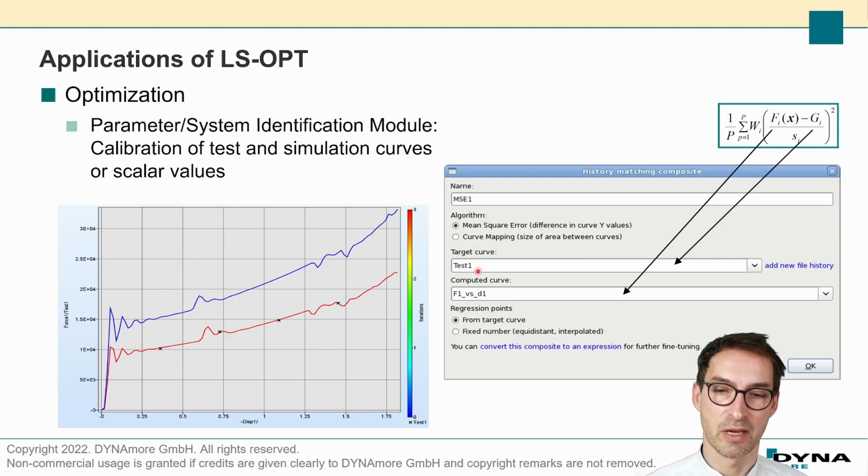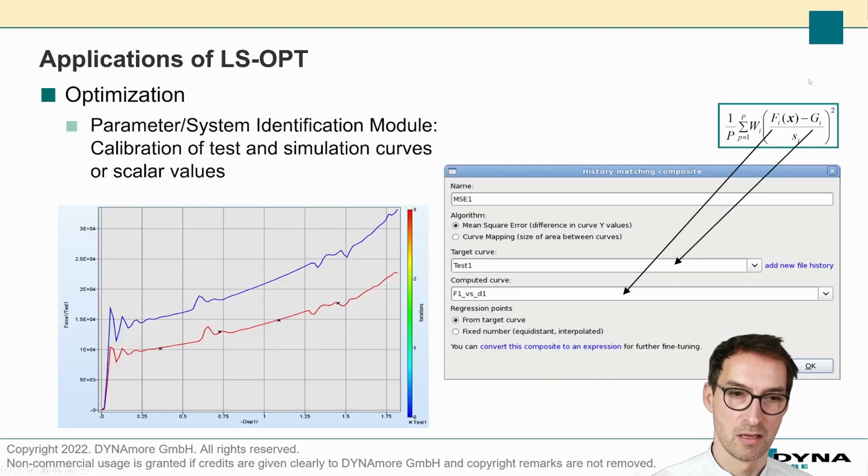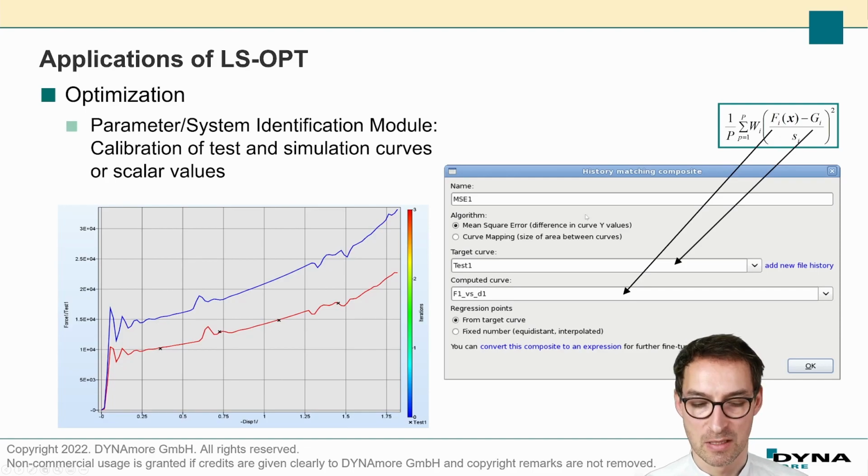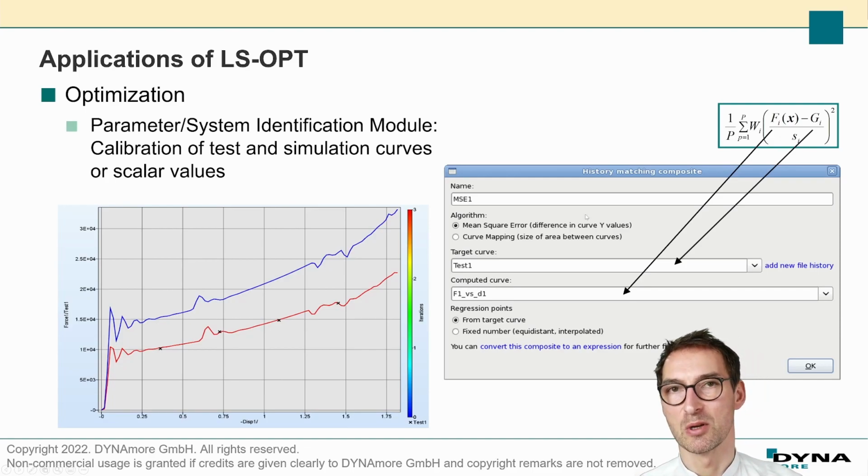which actually tells you, okay, I insert a target curve, which is the test curve. This is my computed curve from the material model I want to fit, and then I just apply mean square error of this one, and then LS-OPT basically does this all for you. You can do this by hand, or you ask LS-OPT to do it, so it's way faster. That's one way. What we can do with parameter optimization is one.